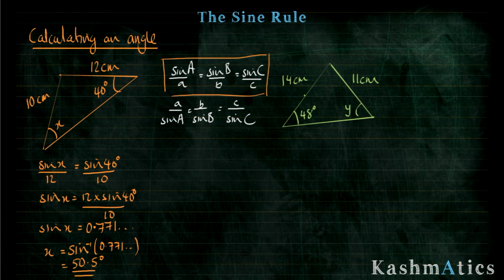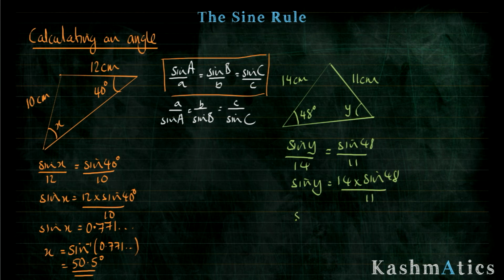So let's just do one more. Okay, we'll do this one over here. So start with y, so sine y. Okay, don't write y on its own, it has to be sine y, divided by 14 equals sine 48 divided by 11. Okay, so that means sine y is equal to 14 times sine 48 divided by 11, and I'm going to work out what that is. So sine y equals 0.9458, and it just carries on.